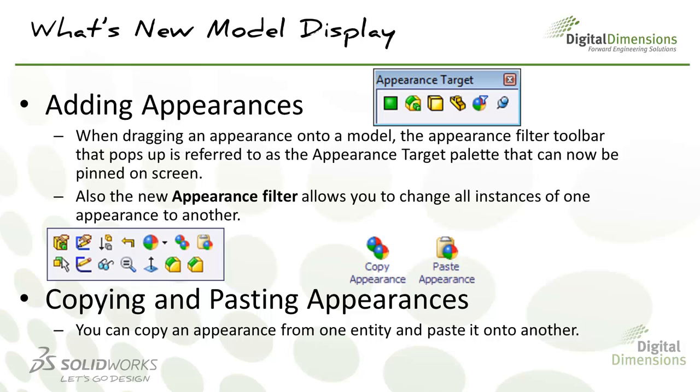What this does is it allows you to use as an entity filter all appearances that are already on your model. For example, when you want to replace all the blue appearances on a model with a red appearance, let's say, this new appearance filter will grab all instances of that blue and allow you to replace it with red in one shot. The next great enhancement to SOLIDWORKS 2013 is the ability to copy and paste appearances.